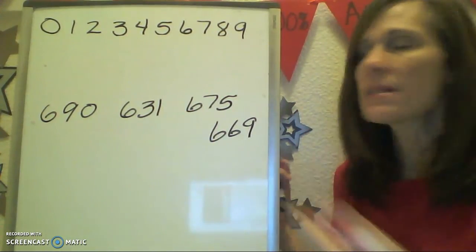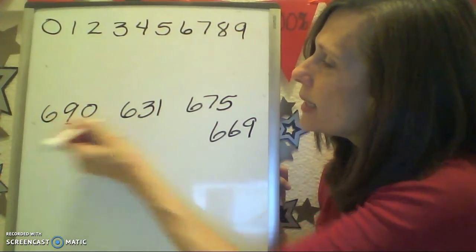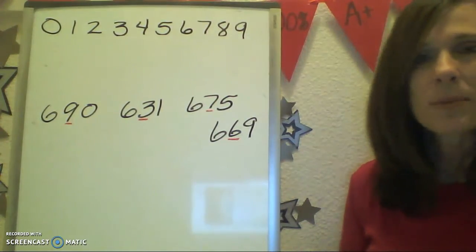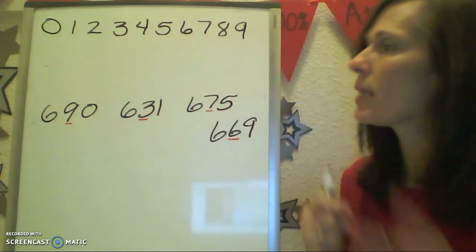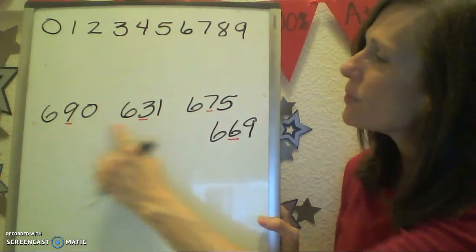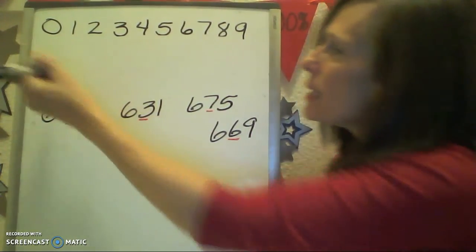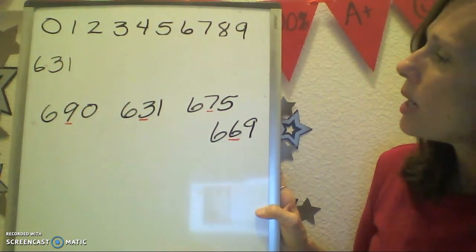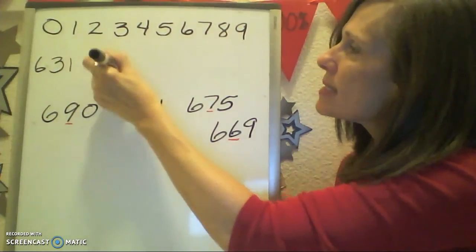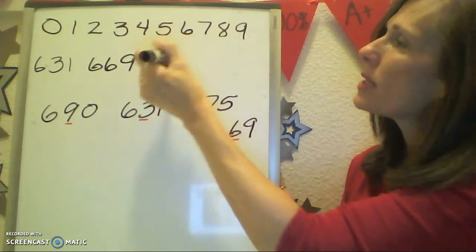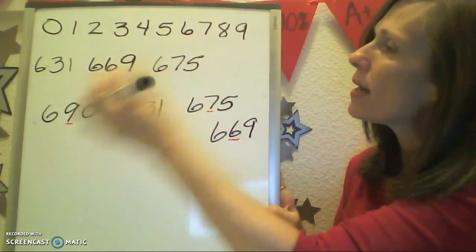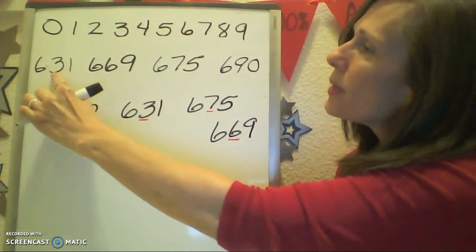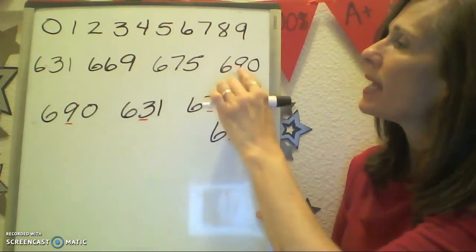So I move to my tens place. I have a 9, a 3, a 7, and a 6. All right, so now I'm going to put them in the right order according to my number line up here. So I notice my first one, or my smallest one, is going to be 631. Then my next one is going to be 669. My next one is going to be 675. And my last one is going to be 690, right? 3, 4, 5, 6, 7, 8, 9.